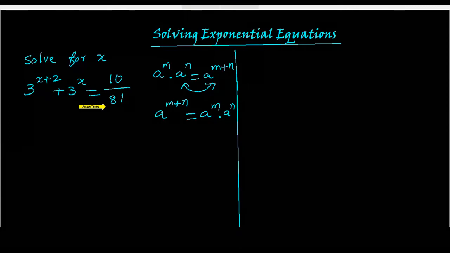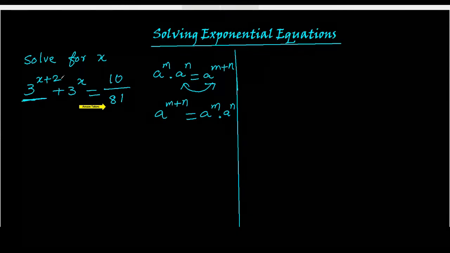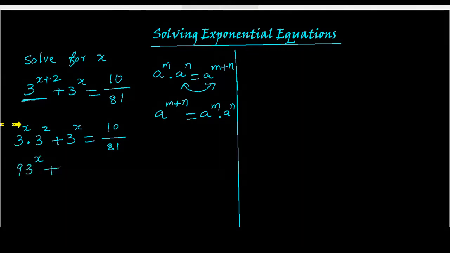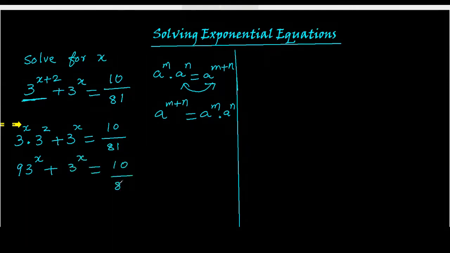Now I am going to use this here for the first term. 3 power x plus 2 can be written as 3 to the power x times 3 power 2 using the property. Let me write the other terms as they are. Now let's simplify this. 3 squared is 9. So 9 times 3 to the power x plus 3 to the power x equals 10 over 81.